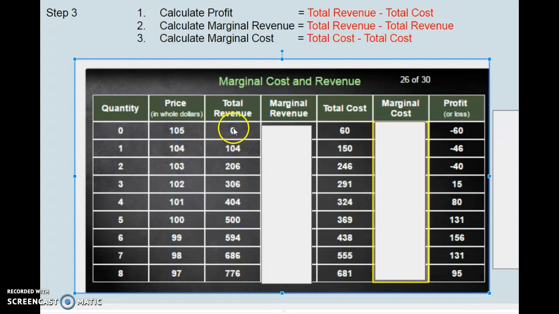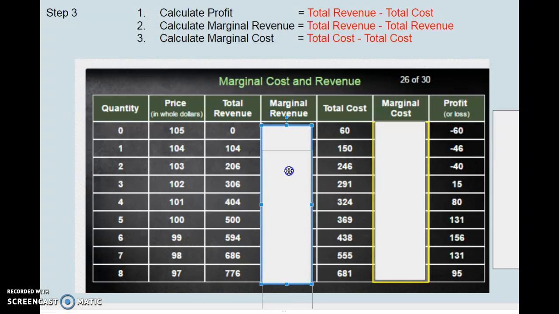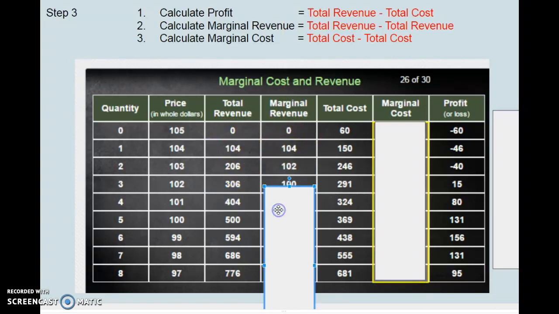So what I'm going to do is take these numbers. Remember, total revenue minus total revenue. So 104 minus 0 is easy math. It's 104. The first one you had nothing to subtract from, so it's a 0. Now I take 206 minus 104. I get $102. 306 minus 206. That's easy. It's $100 off the top of my head.